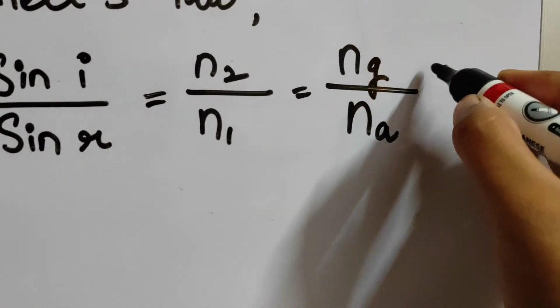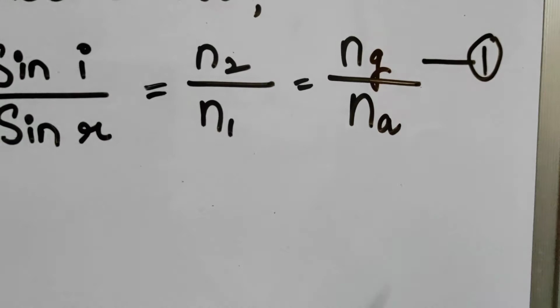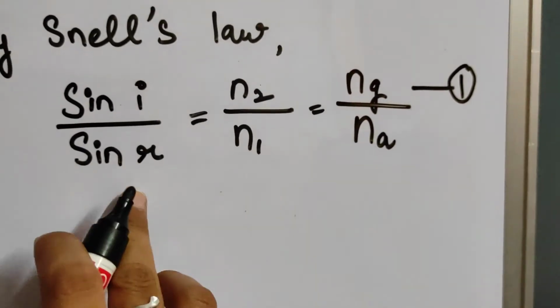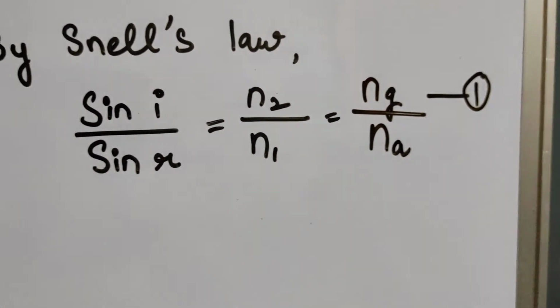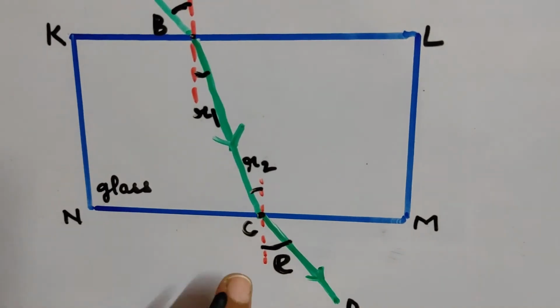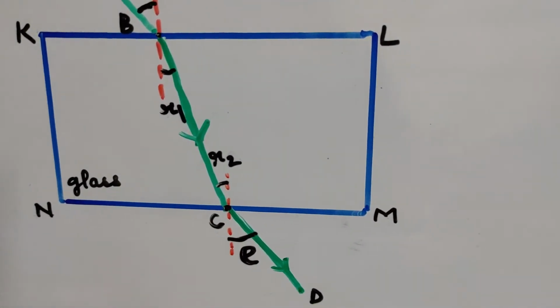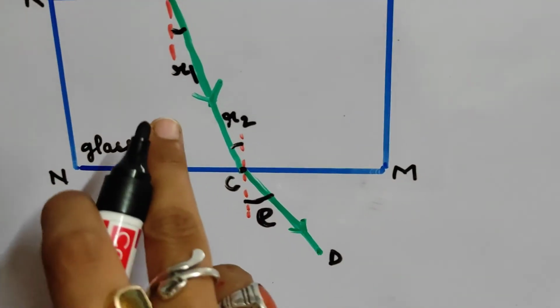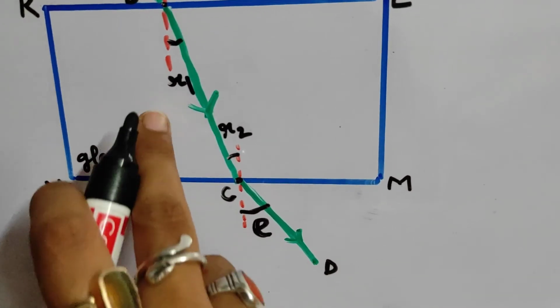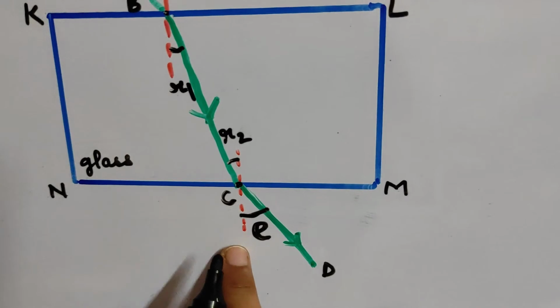Okay, now let us mark this as 1. This was when we were talking about first refraction. But now if we talk about second refraction, which occurred at point C, you can see that the first medium is glass and the second medium is air.